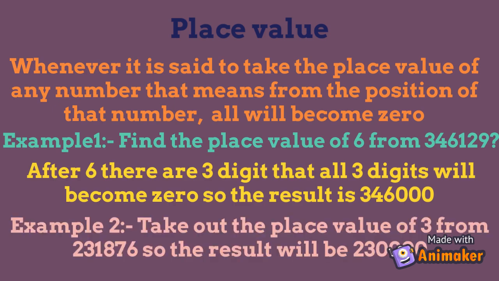Let's take out the place value of 3 from 231876. So the result would be what? After 3 there are 4 places, that means 4 digits. Then all the 4 digits will become 0. Then what will your answer be? After 3 there will be 4 zeros. Then the answer is 2,30,000.